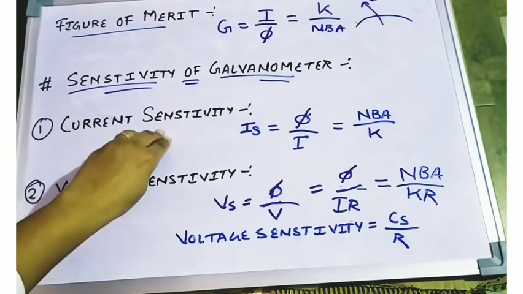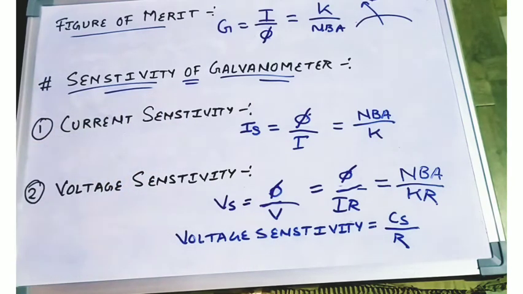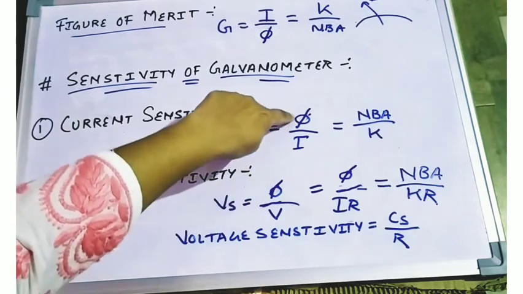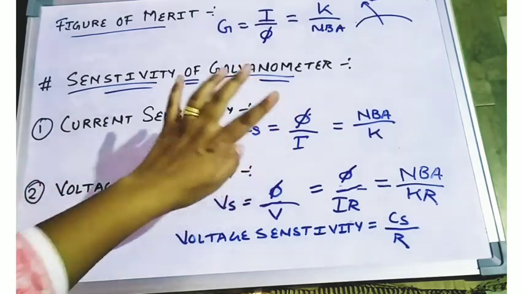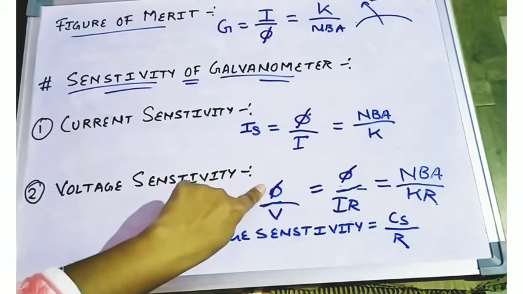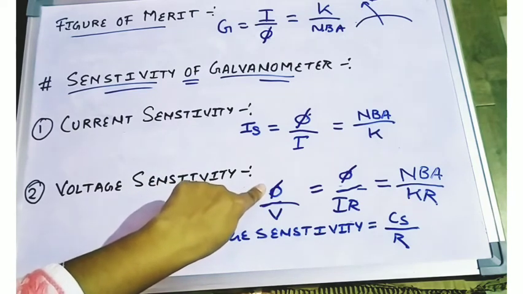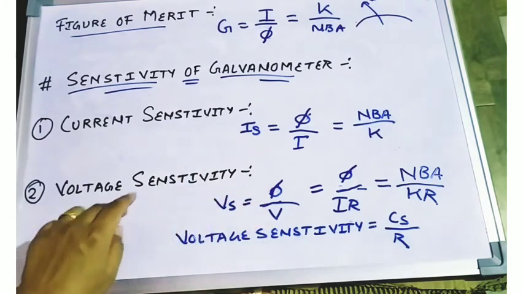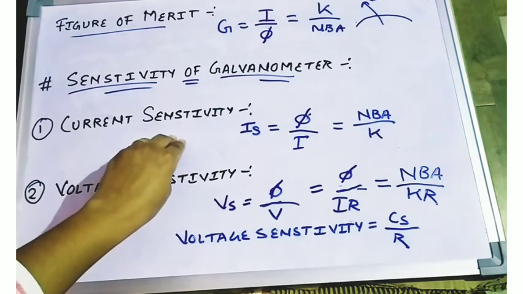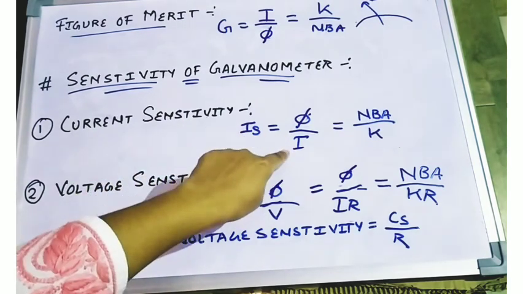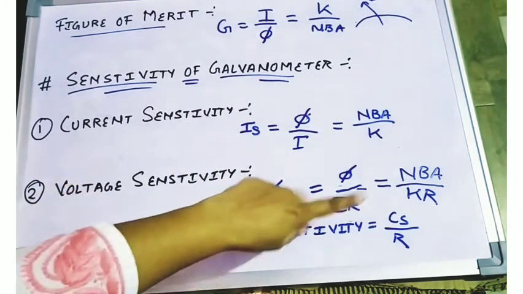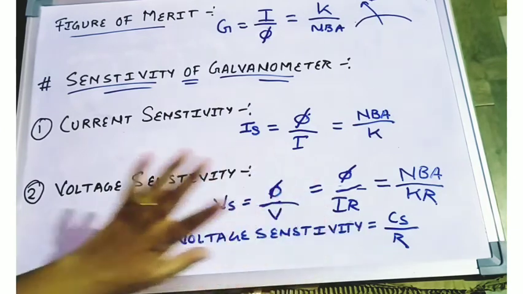Now what is current sensitivity? Current sensitivity is defined as the deflection produced in the galvanometer when a unit current flows. Similarly, what is voltage sensitivity? It is the deflection produced in a galvanometer when a unit voltage is applied. So this is what we call voltage sensitivity and current sensitivity. We already know the value of I, so substituting it we get NBA upon K, and voltage sensitivity is that upon CS upon R.